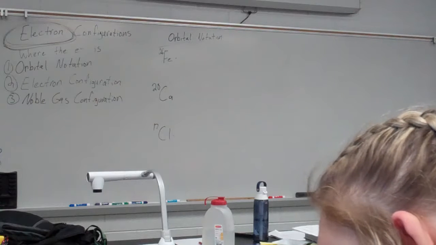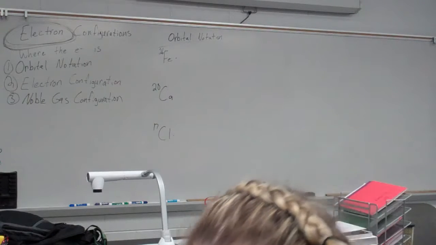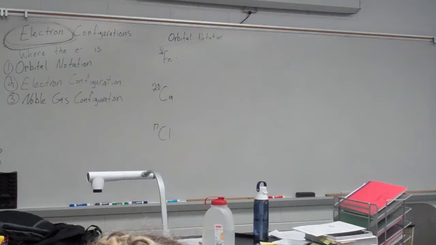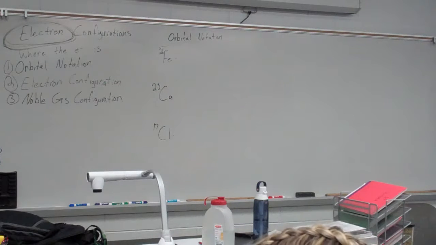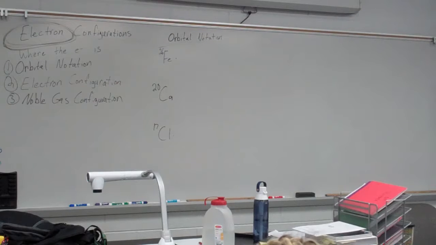This one's right here. So we're at 3D, you're right there, but this is the thing. How far in the D block do you go? 1, 2, 3, 4, 5, 6. So you should show 6 electrons. You're only showing 3. Okay, so I need to fill this one.